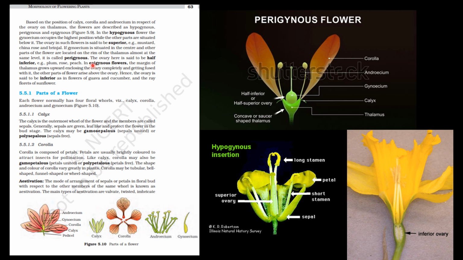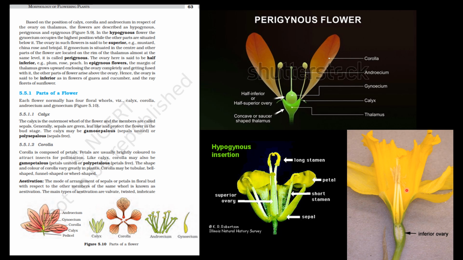Based on the position of the gynoecium relative to the other whorls, flowers are divided into hypogynous, epigynous, and perigynous. So what is hypogynous? Look at this, if the ovary is situated at the top position and all the other whorls arise below the ovary, then that type is called hypogynous. Here the ovary is superior. Now in perigynous, the ovary is situated at the center and all the whorls arise from the rim of the thalamus. This type is called perigynous.